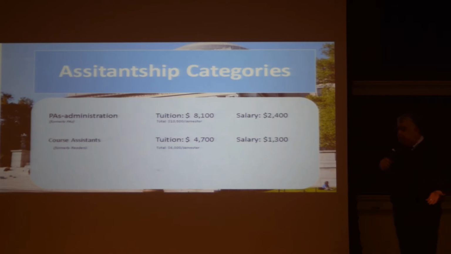And lastly, we have course assistants, and they are assigned pretty much at the end of the cycle. You do not need to apply for these positions, and the total package for those is $6,000 per semester, $4,700 tuition, $1,300 salary. By the way, all of this is online. In case you haven't seen it, it is there. We sent an email yesterday with a landing page on our site where this information resides, as well as the application itself.